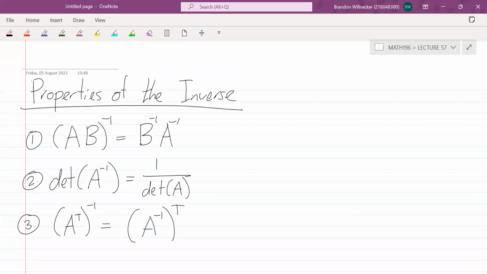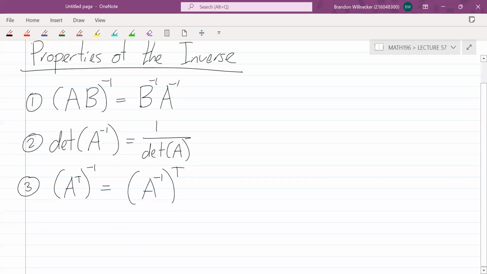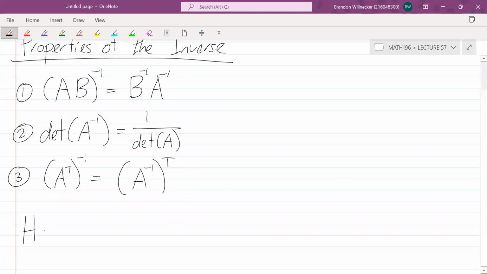Any questions on these properties? Okay, let's have a look at some of the homework relating to these properties. You should have done a few proofs in Math 195, so we're going to have a couple of proofs for homework.